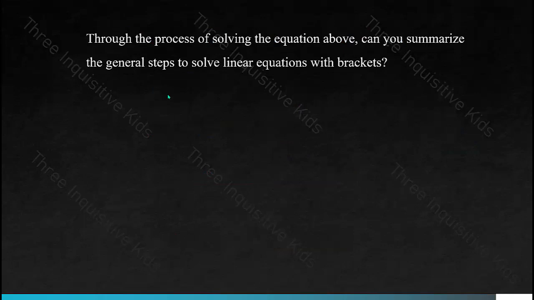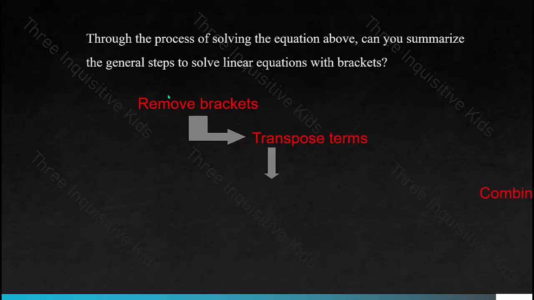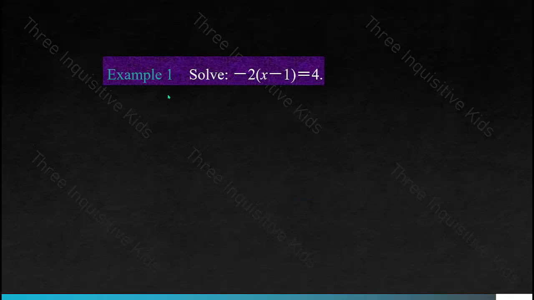Through the process of solving the equation above, can you summarize the general steps to solve linear equations with brackets? Well, first, you remove the brackets. Then you transpose terms, combine like terms, and then finally isolate the variable.